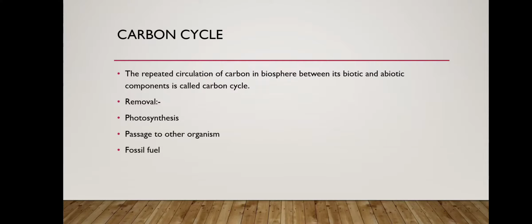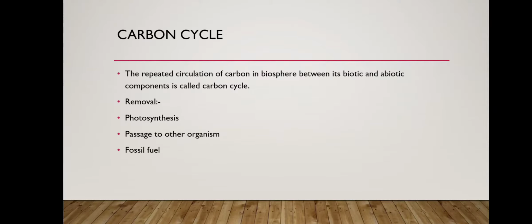So carbon is removed from the atmosphere by three processes. Number one is photosynthesis. By the process of photosynthesis, plants take carbon dioxide from the atmosphere. Next is the passage to other organisms. Carbon dioxide fixed by the photosynthetic organisms becomes available to herbivores as organic food. From herbivores, it passes to carnivores. The animals use this carbon compound in the synthesis of their own organic substances as well as skeleton, shell, etc.